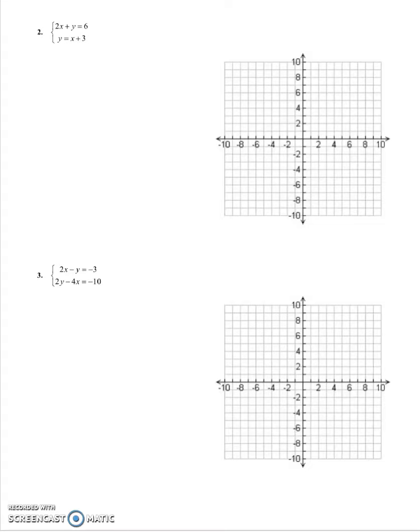So this time, our first line is 2x plus y equals 6. So that one is not in slope-intercept form either. So let's get it there by subtracting 2x from both sides. And we get y equals negative 2x plus 6. So the slope is negative 2 over 1, which remember means down 2 and right 1. And we do that from our y-intercept, which is a positive 6. So we start by graphing the positive 6, and then down 2, right 1.